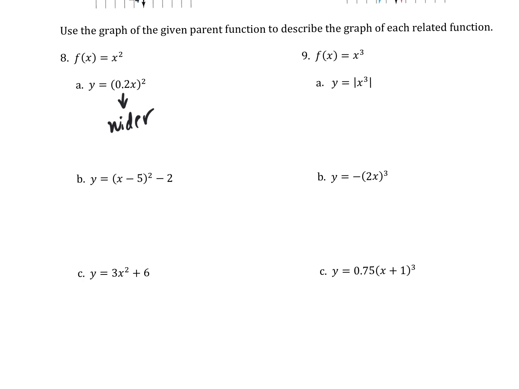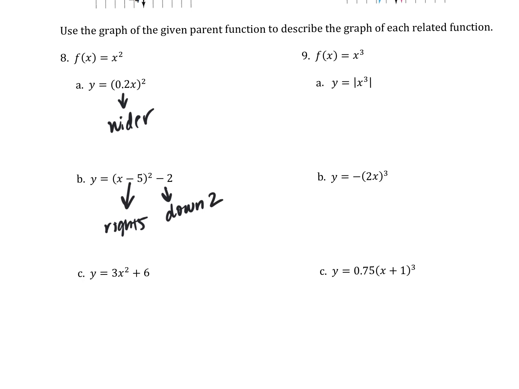I'm going to just prove it to you all real fast just because we only did that with math aerobics. If I went and I said, what is x squared versus 0.2x squared. Do you agree my red graph is wider? Okay. What is this minus 5 and my minus 2 going to do? This minus 5 is going to go right 5. And then it's going to go down 2. That's all I'm looking for. I don't need novels.